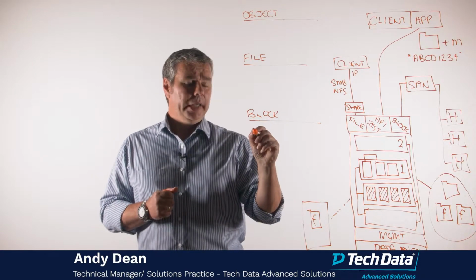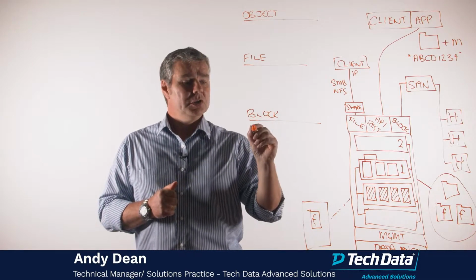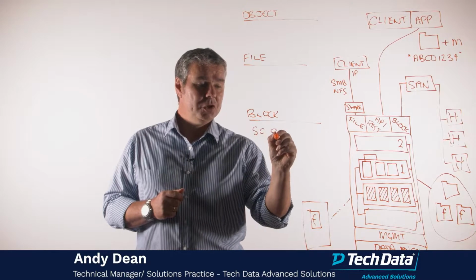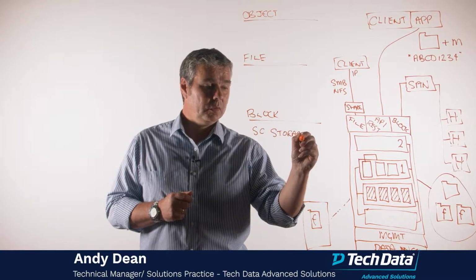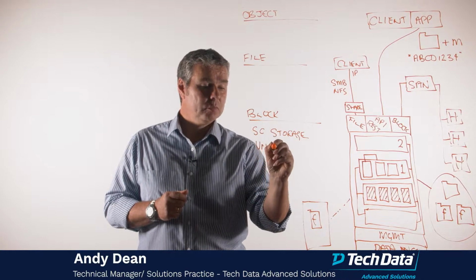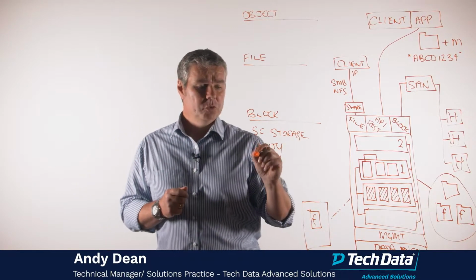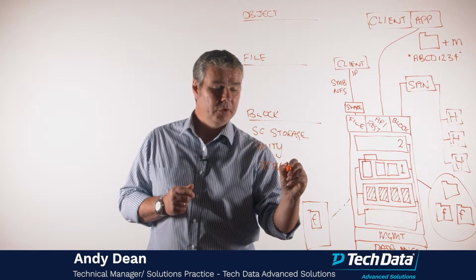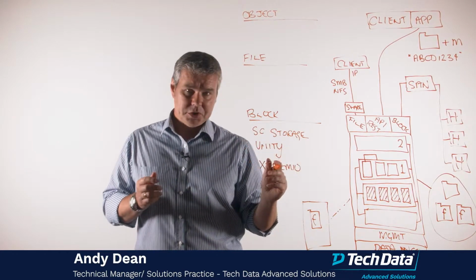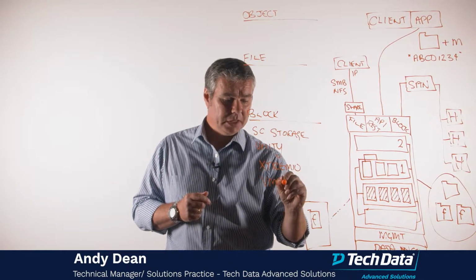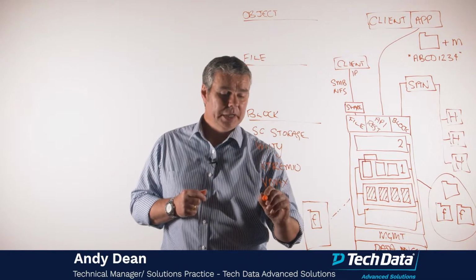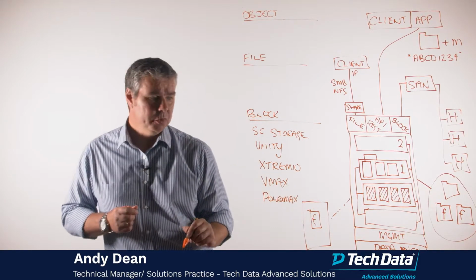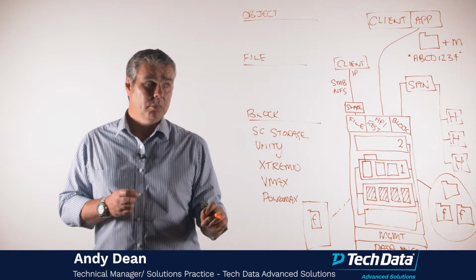Starting with block, for a modest sized environment, scaling to hundreds of terabytes, we might consider deploying SC storage, Unity. For performance workloads with scale out capability, we might deploy Extreme IO. For an enterprise class solution, we might look to VMAX. And actually for the recently announced PowerMax technology, offers massive performance over NVMe connectivity.